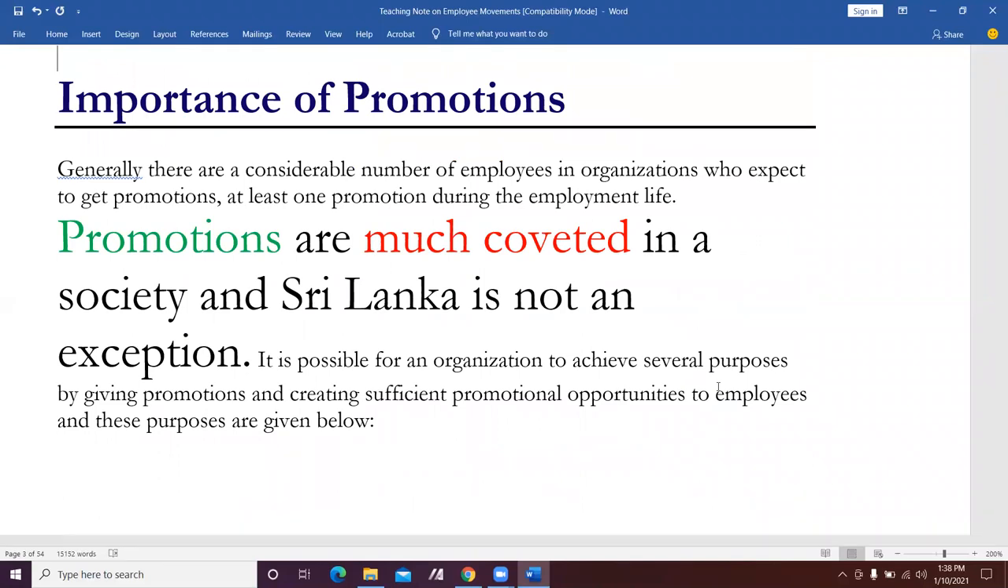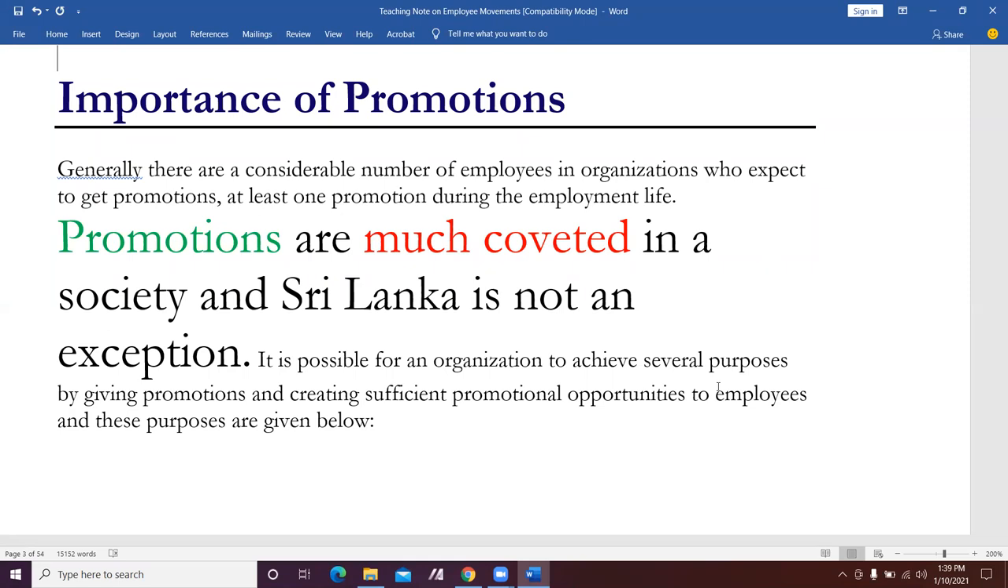Promotions are much coveted, much desired in a society, and Sri Lanka is not an exception. Sri Lankan society is not an exception. Therefore, almost every employee expects at least one promotion during his or her employment life. But usually there are employees who expect several promotions, if not all the promotions available, but at least several promotions.